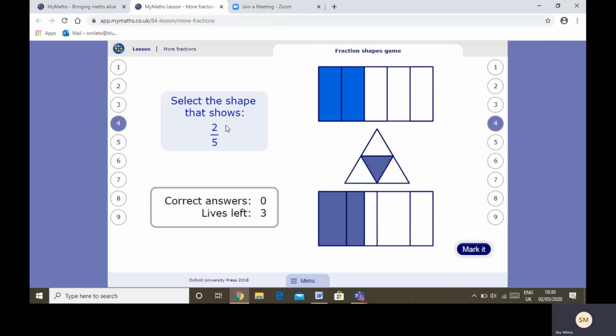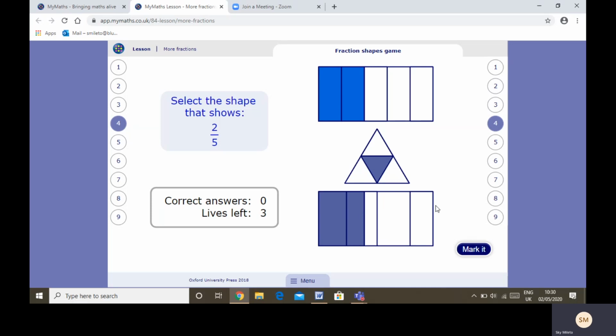Select the shape that shows 2/5. So the first thing I'm going to do is count the parts of the shape. 1, 2, 3, 4, 5. 1, 2, 3, 4. Oh, well, I know if that one only has 4, then it's not in fifths, it's in quarters. So it can't be that one. Big fat cross on that one.